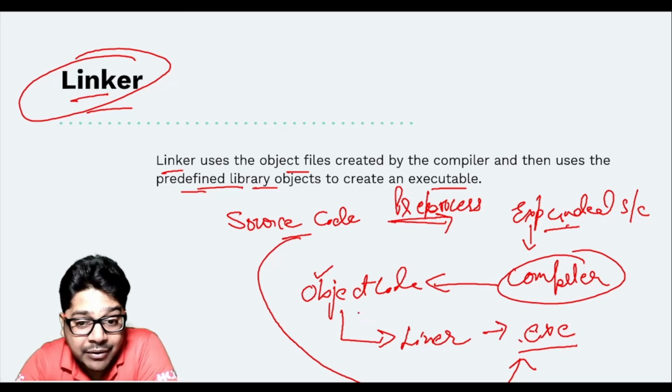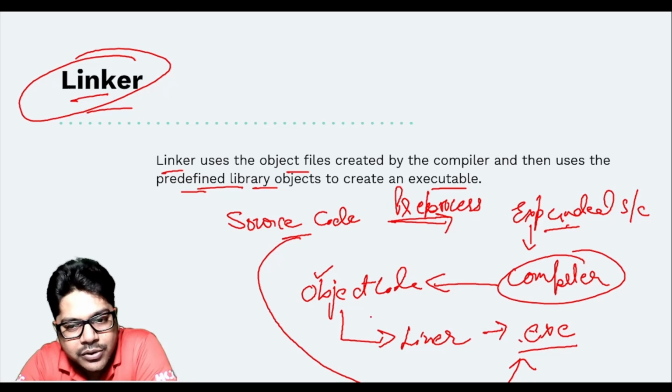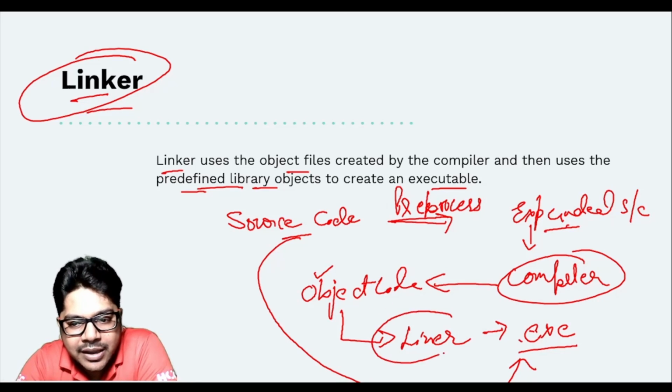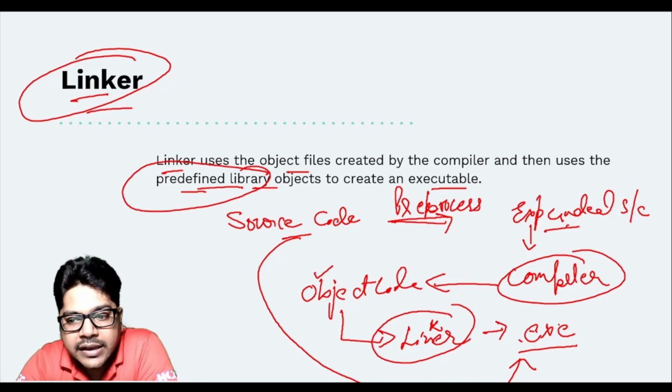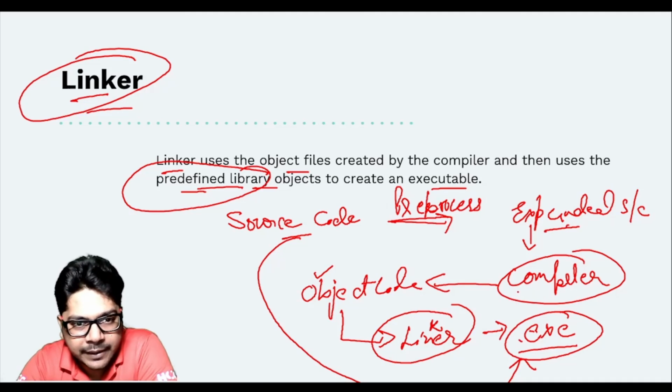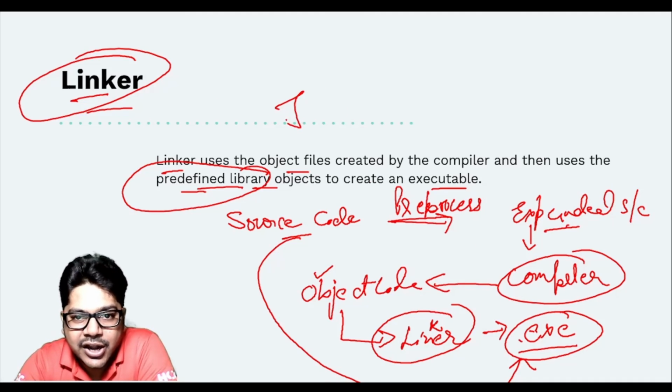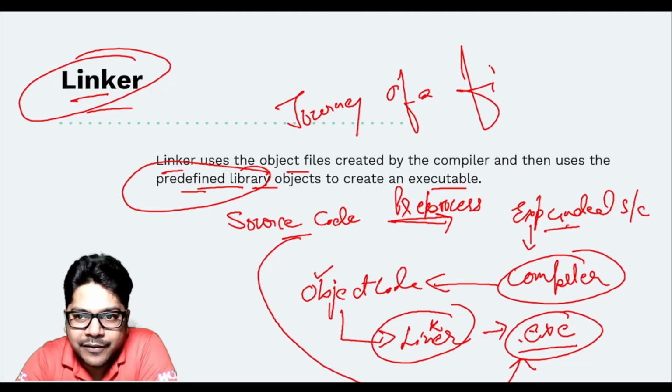Object code. Now here again the assembler will also come, but we'll ignore that part for the time being. So now the linker is coming into picture. The linker is using some predefined library objects, and then it is making an executable file. Okay. So this is the journey of a file, right? We can say the journey of a file.